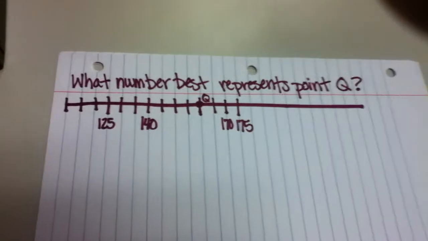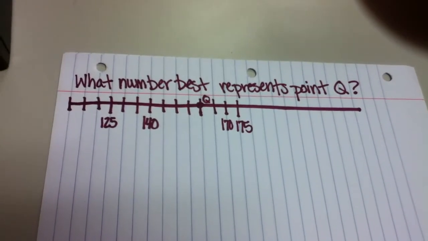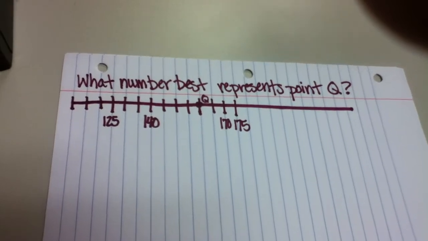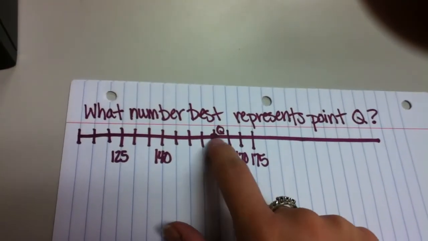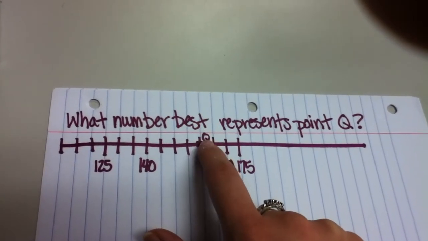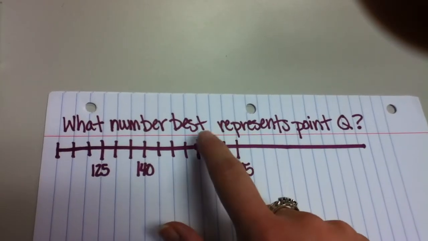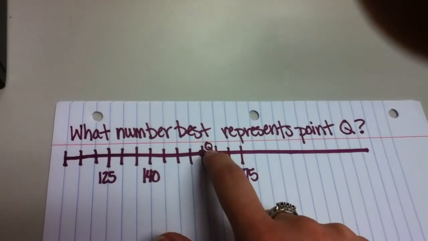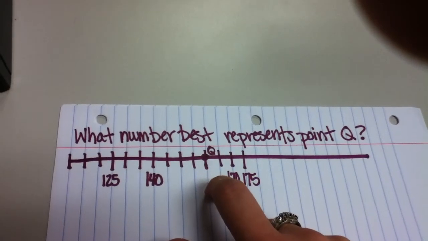The first type of question that your child will be seeing is what number best represents point Q. In this case, they're given a list of numbers, and they are going to be asked to find a point that represents a letter that's given. That's important vocabulary for them to say, that represents, because they need to understand that this symbol of Q is actually representing a number that's there on the number line.